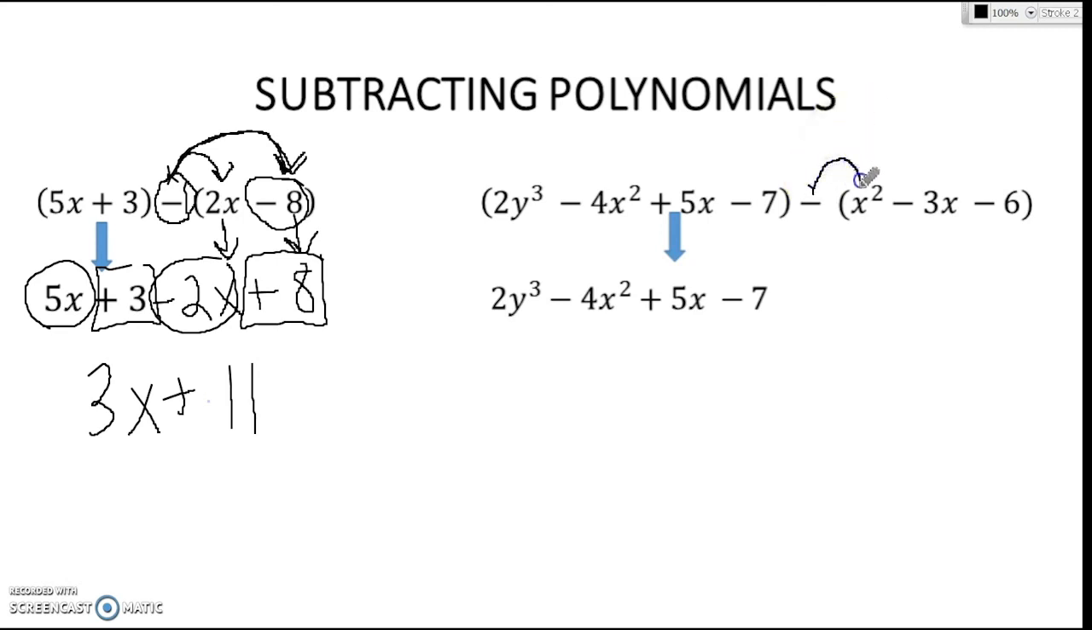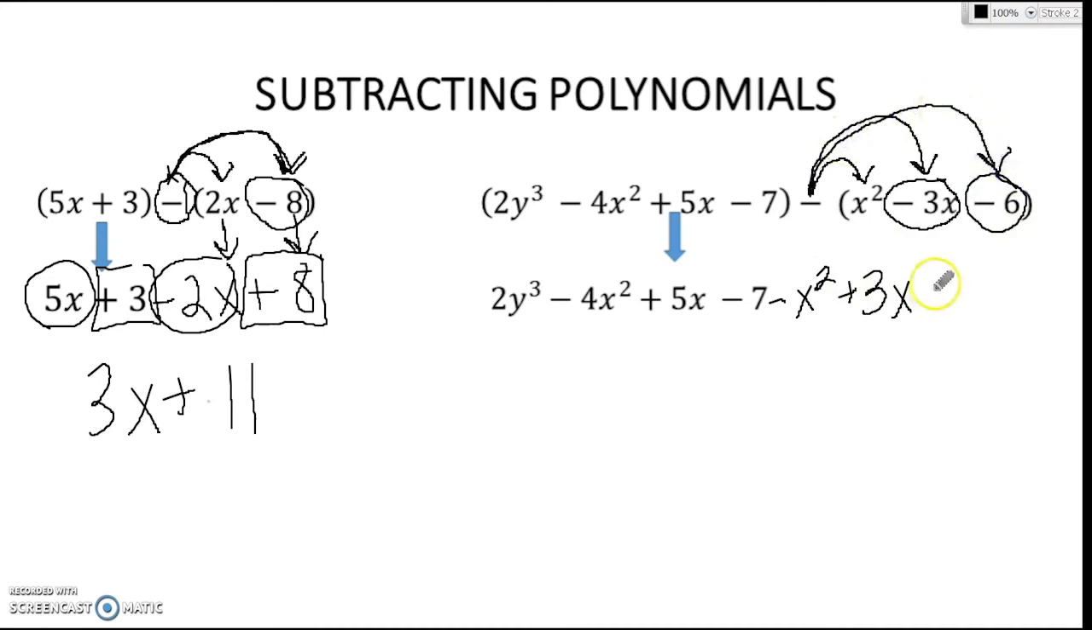So this is going to become a negative x squared. This is going to become a positive 3x, because negative times a negative makes it a positive 3x. And then this is a negative 6. So negative times a negative 6 makes this a positive 6.